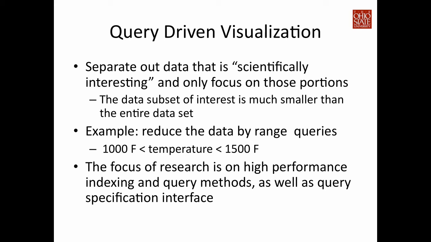Using the example of temperature here, how can you quickly identify data points whose temperature falls into the range that you're interested in without going through every data element to search? Also, you want to design an efficient query specification interface so that users can understand the distribution of data and formulate better queries.